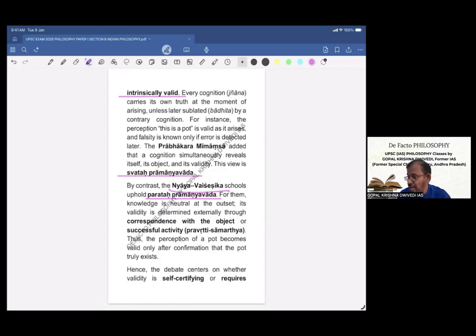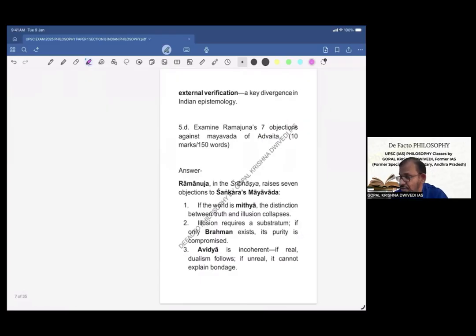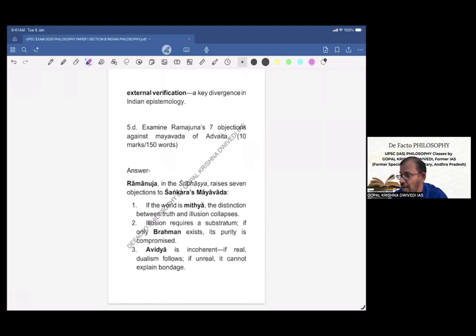Hence, the debate centers on whether validity is self-certifying or requires external verification, a key divergence in Indian epistemology. Now we'll go to part D. Examines Ramanuja's 7 objections against Mayavada Advaita.